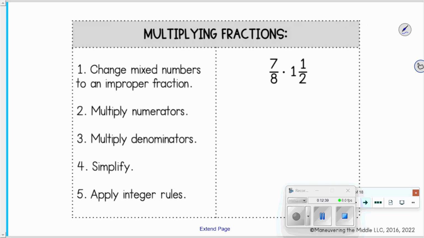Good. Okay, now let's talk about multiplying fractions. If I am multiplying fractions versus decimals, we have to go back to our rules again. The first rule is we need to change our mixed numbers to an improper fraction.